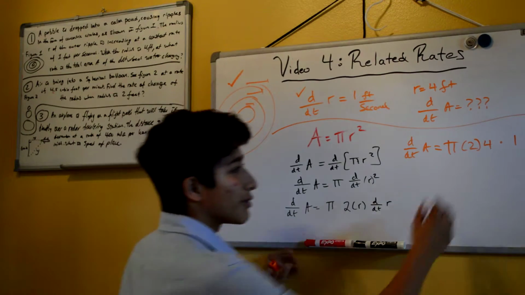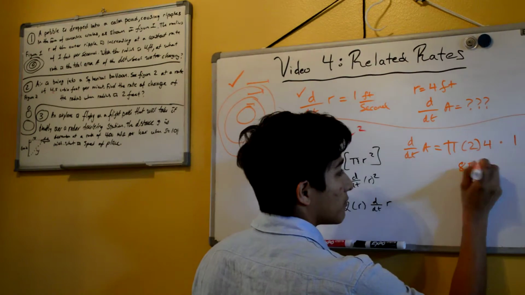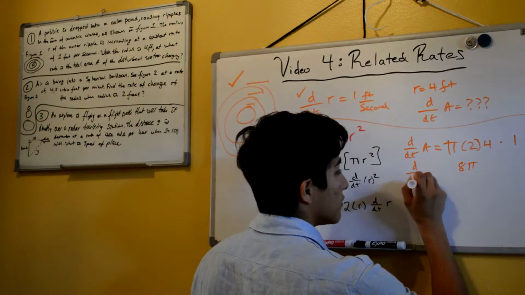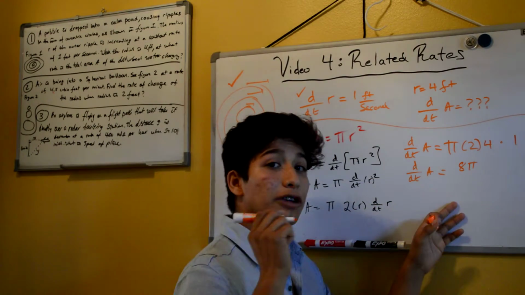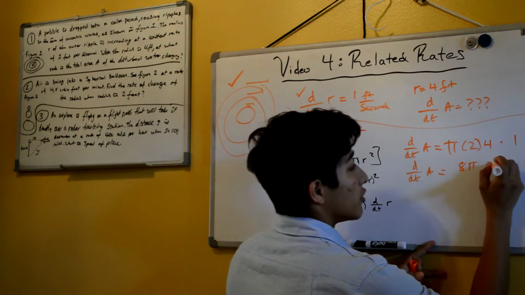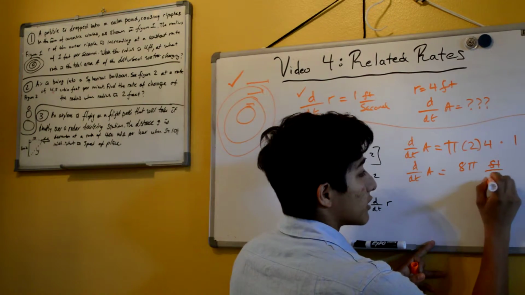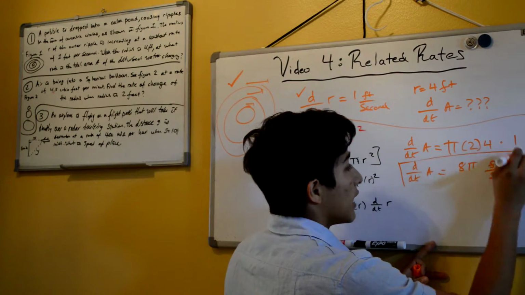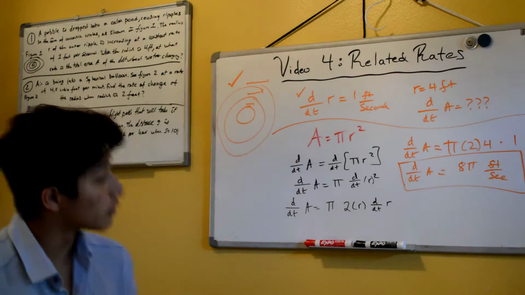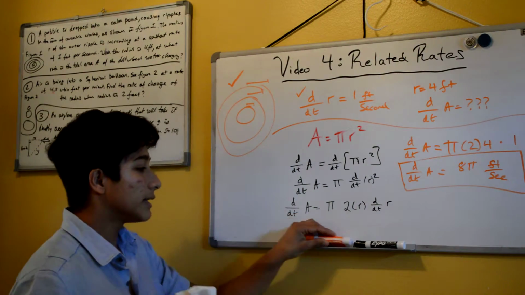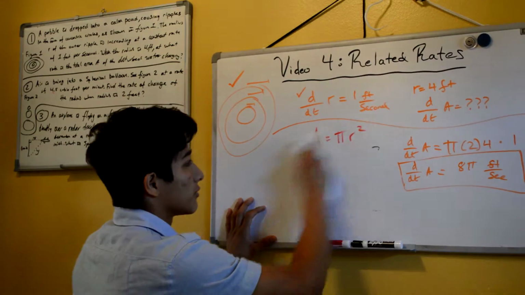Now you just have to multiply it out, so it'll be 8 pi. So the derivative, the area, is changing at 8 pi, and remember, you always have to put in your units, so feet per second. And then that's your answer. See, it's very simple. Just follow those rules, and it'll help you get the answer.